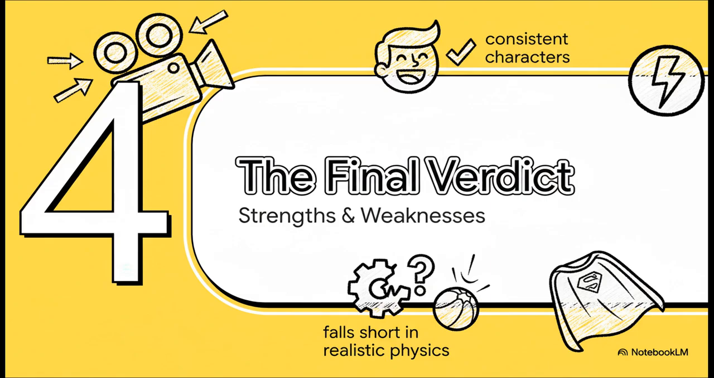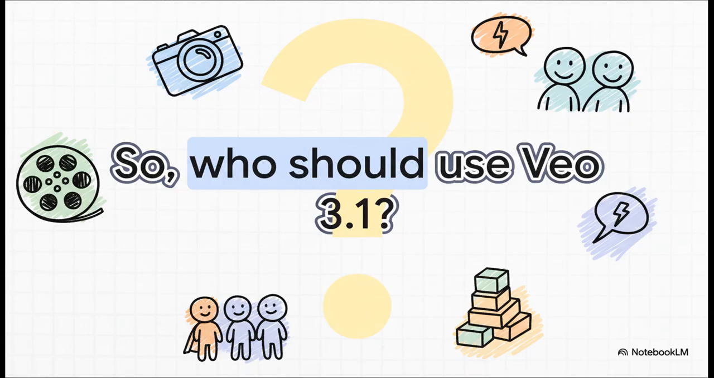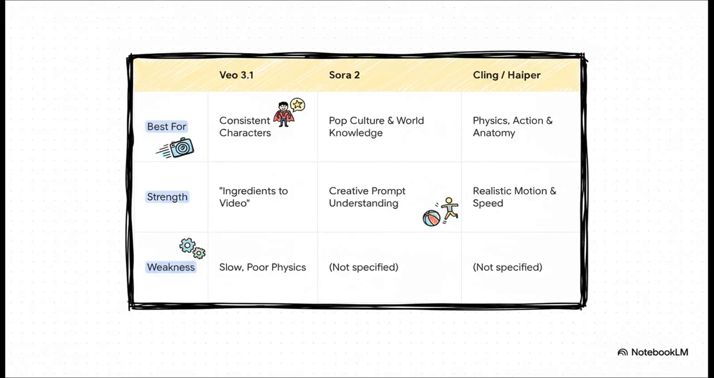Let's boil all of this down into a clear verdict on where Veo 3.1 actually fits in the AI video race right now. So what does this all mean for you? Based on these very clear strengths and some very clear weaknesses, who should actually be using this tool? This table really breaks it down nicely. Veo 3.1 is, without a doubt, the champion if your number one goal is keeping a character or product looking consistent, all thanks to that amazing ingredients to video feature.